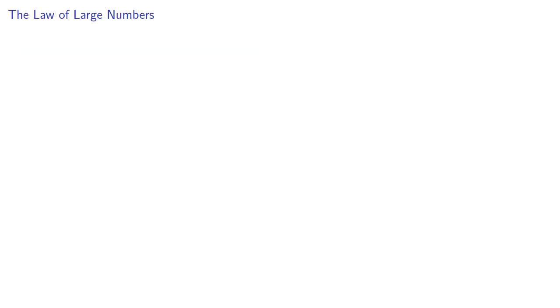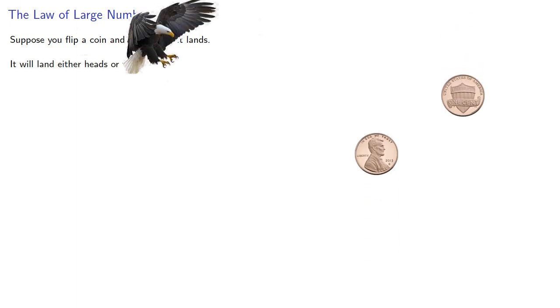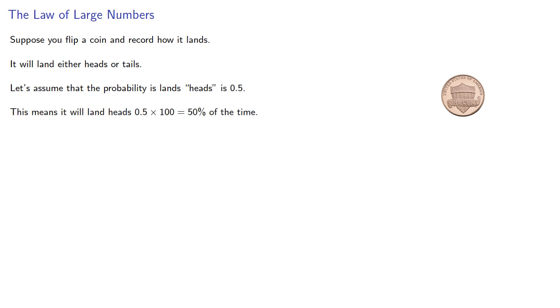So, what does this really mean, though? Suppose you flip a coin and record how it lands. It will land either heads or tails. We'll assume it isn't carried off by an eagle to Canada. So, let's assume the probability it lands heads is 0.5. This means it will land heads 0.5 times 100%, or 50%, of the time. But will it?